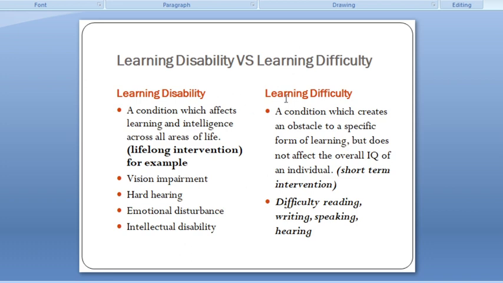However, a difficulty might need only a short-term intervention, and it can be removed, and the student can come back to the actual learning style. It is a condition which creates an obstacle to a specific form of learning, but does not affect the overall IQ of an individual. So I believe it's a short-term intervention, and it can be a difficulty in reading, writing, speaking, and hearing, depending on what type of difficulty it is.